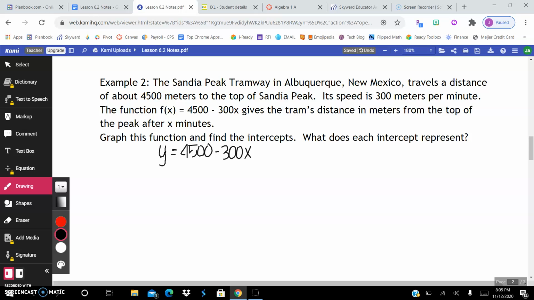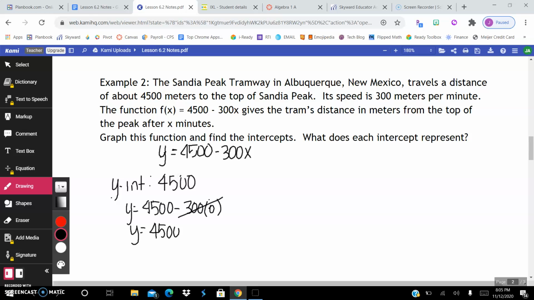So in order to do this, if we want the y-intercept, our x is going to be 0. So we are going to have y equals 4,500 minus 300 times 0. So that would go away. So I would be left with y equals 4,500. So my y-intercept is 4,500.